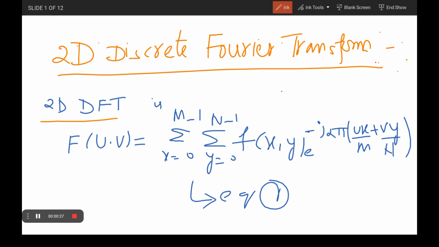2D discrete Fourier transform means that the function is of two variables, where f of x comma y is a two variable function. That's why it is called a two-dimensional discrete Fourier transform, where F of u comma v represents the frequency domain representation, f of x comma y is the time domain function, and u and v are the frequency domain variables. This is a generalized formula for the two-dimensional or 2D discrete Fourier transform forward equation. This is a forward equation. We can also call it a forward transform.